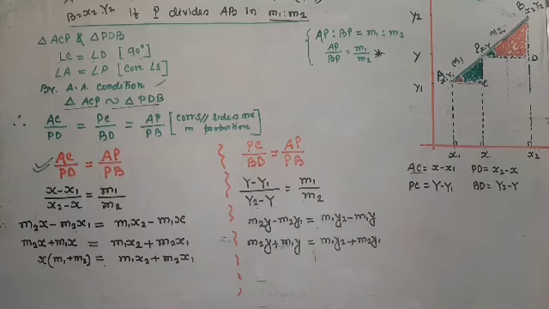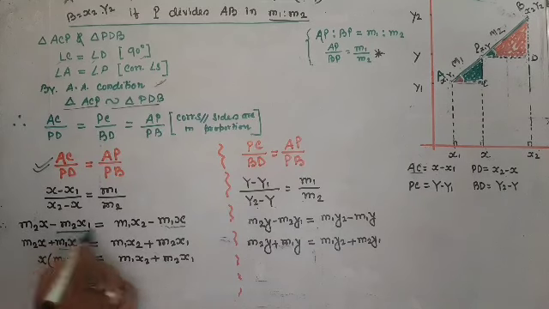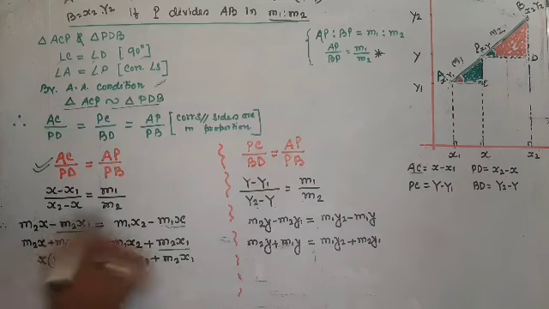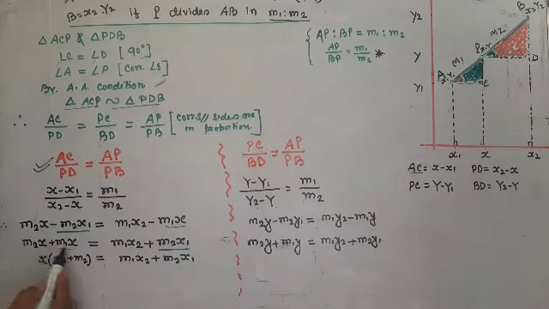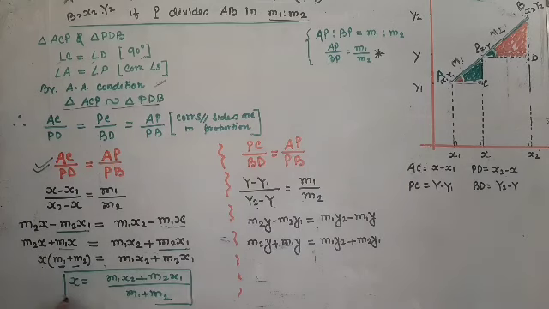Now this M1x goes this way, so it is in plus term, and this minus M2x1 goes this way, so this is again in plus term. So here M2x and M1x, I take common x, so here you have M1 plus M2. Therefore x is equal to M1x2 plus M2x1 by M1 plus M2, that is the abscissa x.